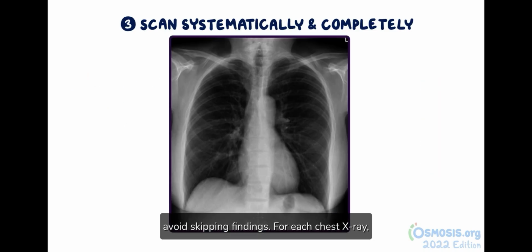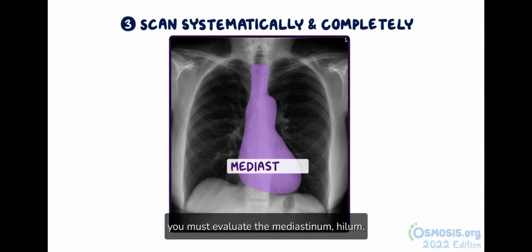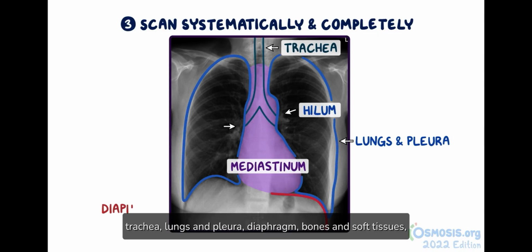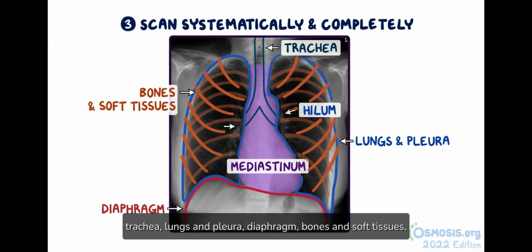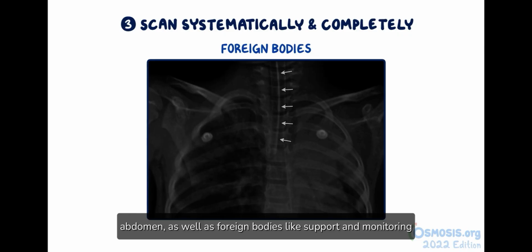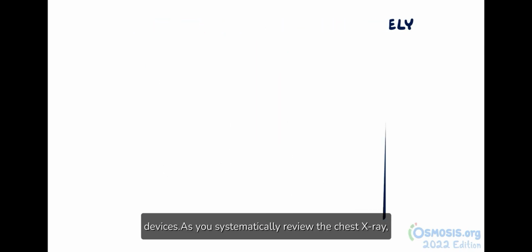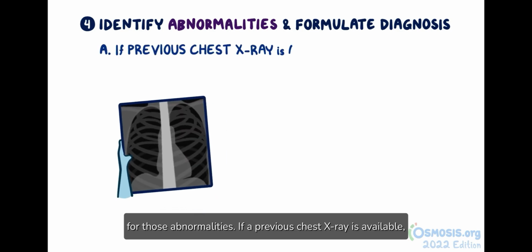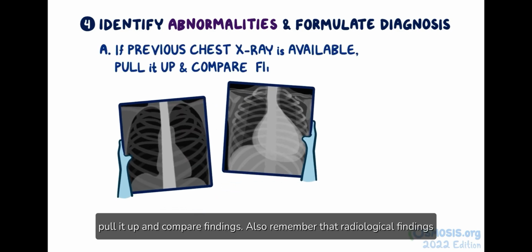For each chest X-ray, you must evaluate the mediastinum, hilum, trachea, lungs and pleura, diaphragm, bones and soft tissues, abdomen, as well as foreign bodies like support and monitoring devices. As you systematically review the chest X-ray, you should identify any abnormalities and formulate a differential diagnosis for those abnormalities. If a previous chest X-ray is available, pull it up and compare findings.